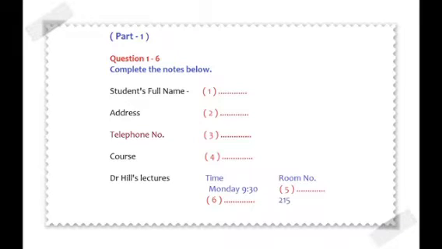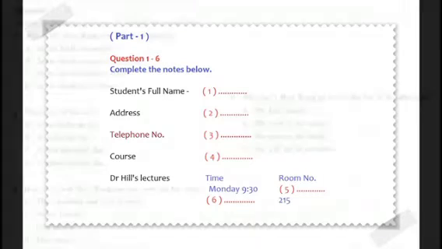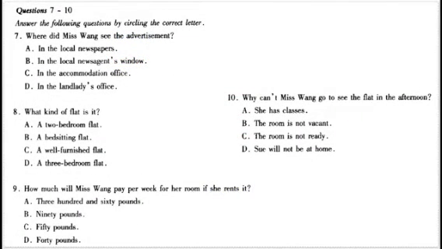Pearl wants to find an accommodation near her school. She saw an advertisement in the local newsagents and telephoned immediately. As you listen to her phone call, answer the questions by circling the correct letter. First, look at the questions 7 to 10. Now listen to the phone call and answer questions 7 to 10.